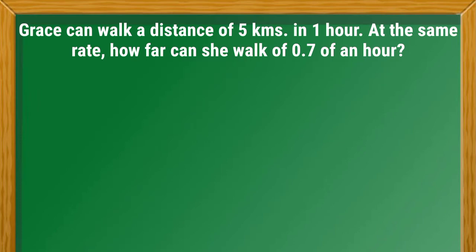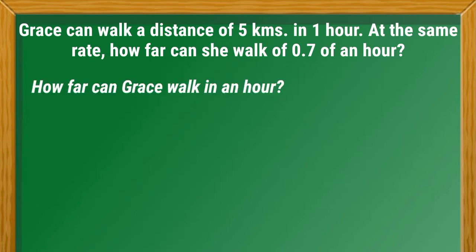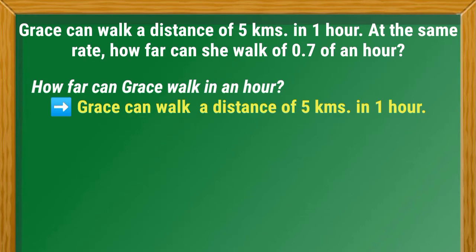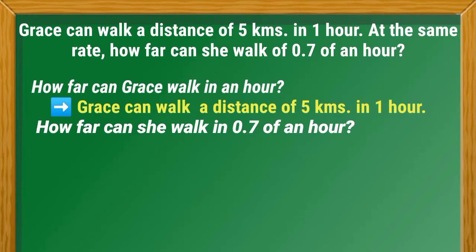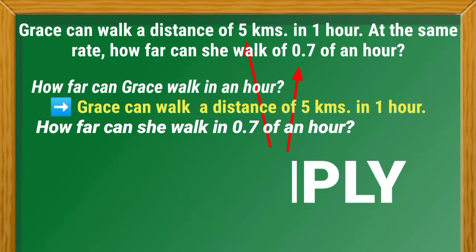Grace can walk a distance of 5 kilometers in 1 hour. At the same rate, how far can she walk in 7/10 of an hour? How far can Grace walk in an hour? Based on the problem, Grace can walk a distance of 5 kilometers in 1 hour. How far can she walk in 7/10 of an hour? To find the answer, multiply 7/10 by 5.